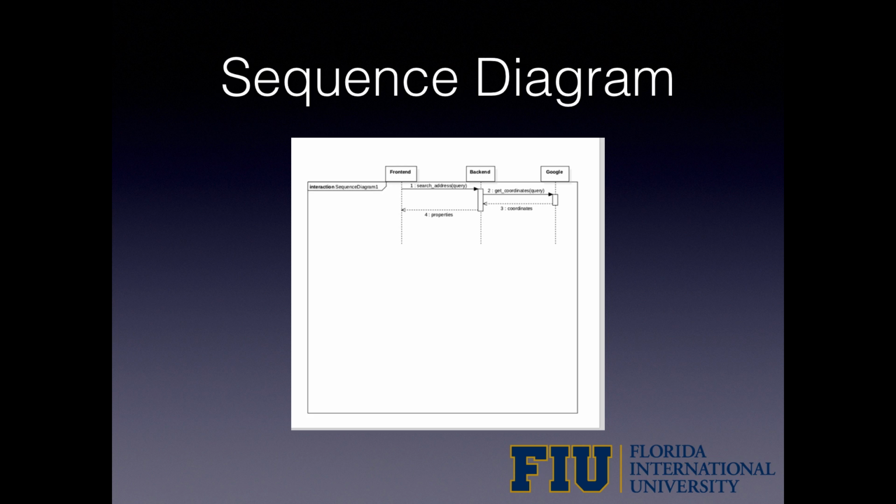Sequence diagram. I'm going to discuss the sequence as follows. The front end searches for the query. The backend then talks to Google and says, can you please translate this query to coordinates? Google then returns the coordinates. The backend then returns properties that are nearby those coordinates.